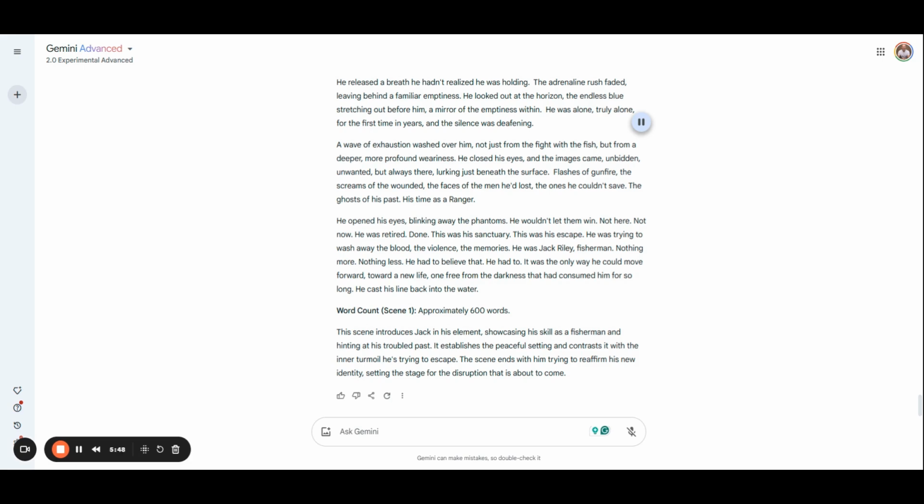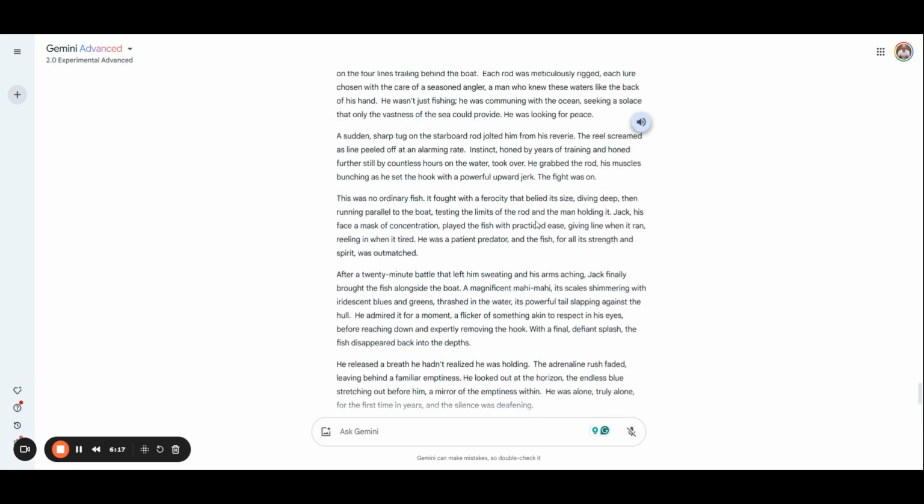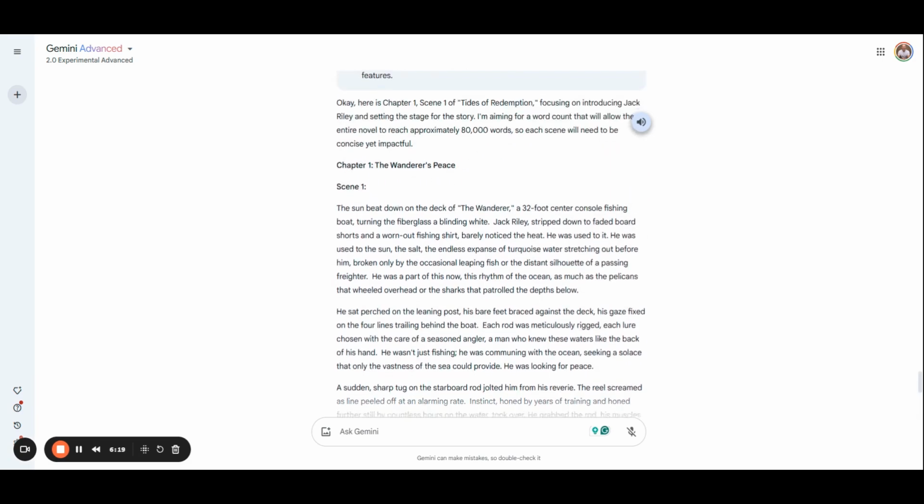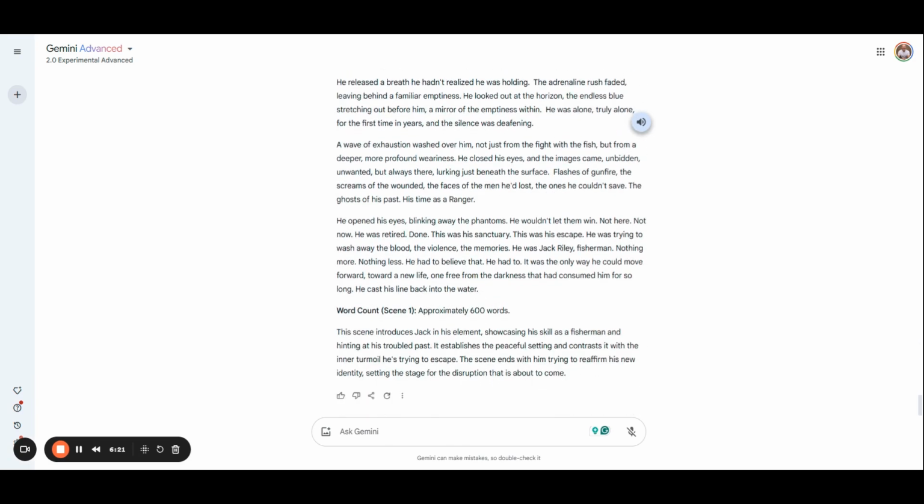He cast his line back into the water. I like this as a first chapter. Now, if it stayed at this pace, it might be too much of a slow burn for me. I like more action to happen, but I don't mind these quieter moments, especially when you're getting a sense that all of this is about to change.